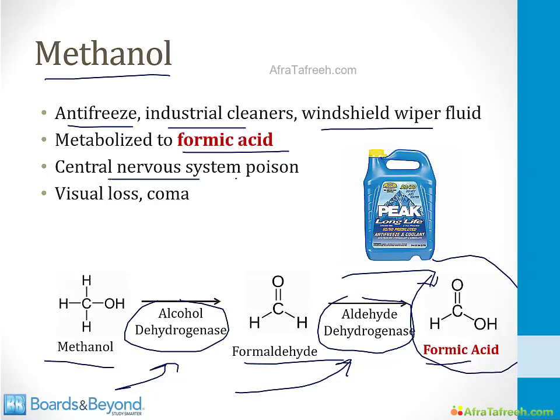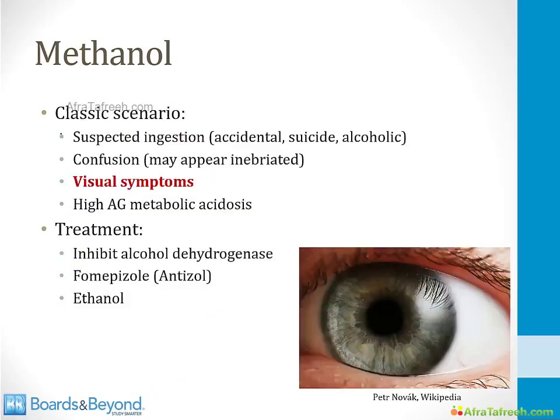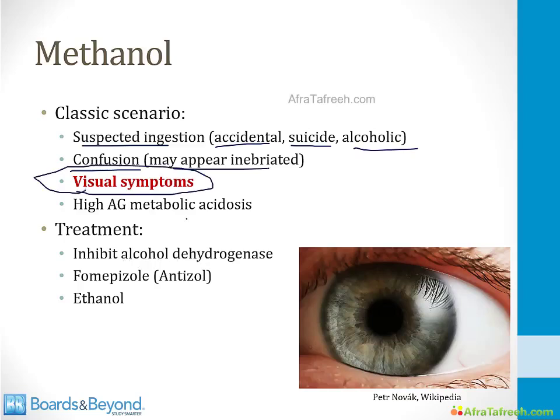Methanol is a central nervous system poison, and one of its key effects is vision loss, and there's usually going to be vision problems described in a patient who has consumed methanol. In addition, it can lead to coma. So the classic case of a patient with methanol poisoning is going to be someone with suspected ingestion. Maybe it was an accident. Maybe the patient was trying to commit suicide. Sometimes alcoholics consume methanol, hoping that it will have an alcoholic effect on the body. The patient will often be confused. They may appear to be inebriated. They will complain of visual symptoms almost always in a board question about methanol, and there will be an increased anion gap metabolic acidosis present.